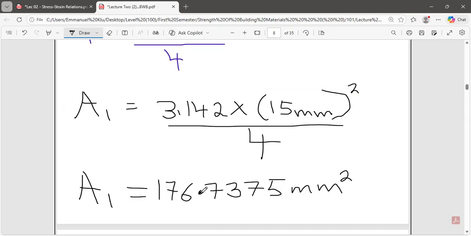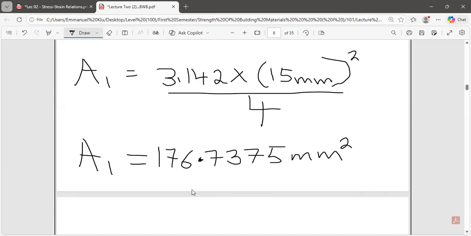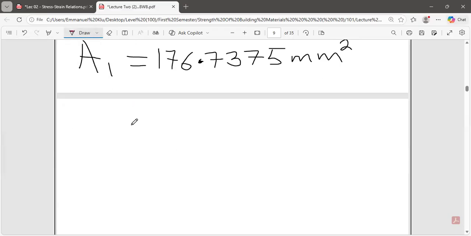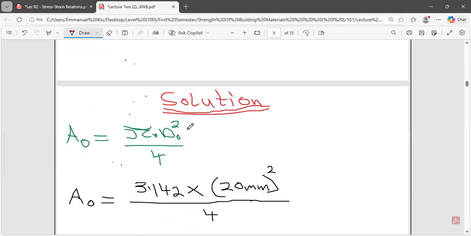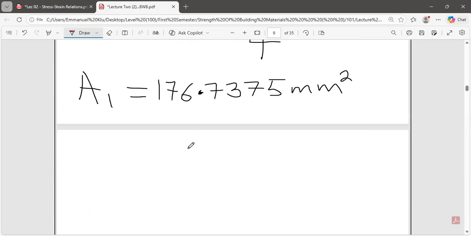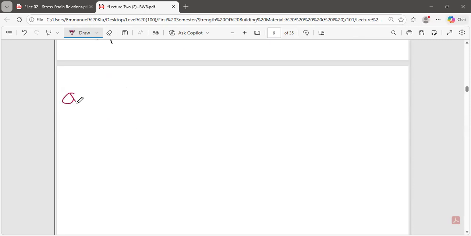We are going to get 176.7375 millimeter squared. Now we can just proceed to solve our work quickly, as easy as that. Good. So we are done calculating for our original area. We are also done calculating for the area at fracture. Okay, so let's take our question A, which says we should calculate for the Young's modulus.